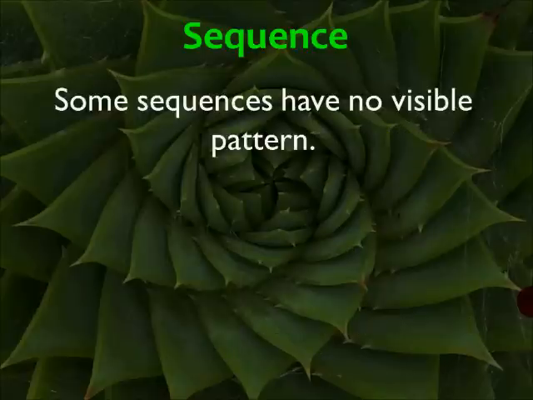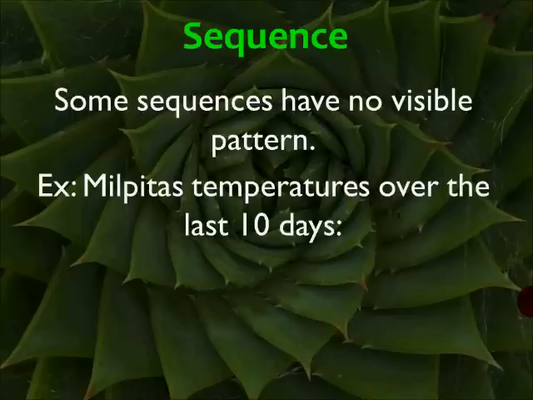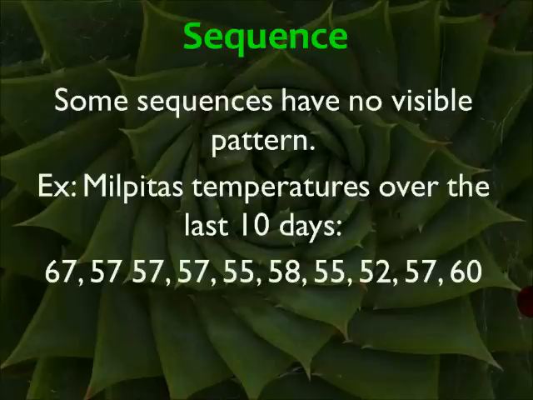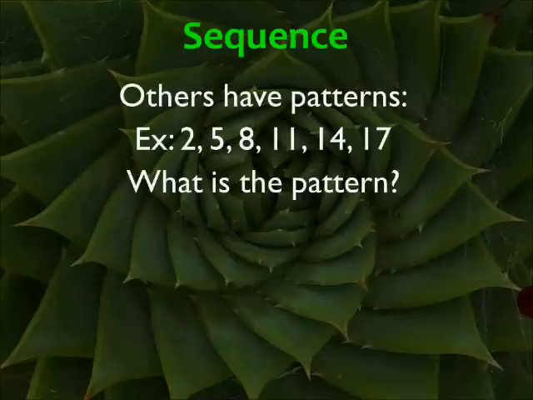Some sequences have no visible pattern. For example, these are the temperatures in Milpitas over the last 10 days. Today, it was 60 degrees. 10 days ago, it was 67. But you see what happens. 67, 57, 57, 57, 55, 58, 55, 52, 57, 60. There is no visible pattern between the temperatures from one day to the next.